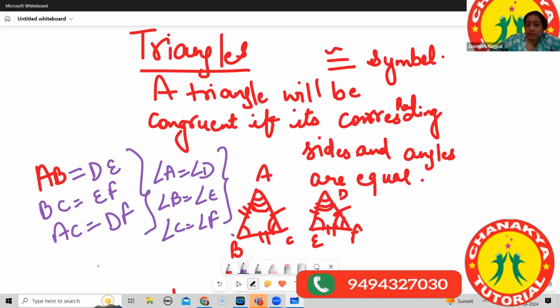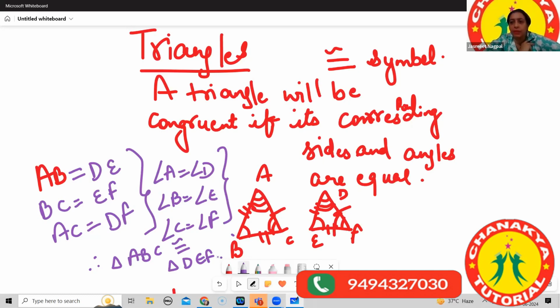So you only have to choose three, only three. So that you can say triangle ABC is congruent to triangle DEF. So always you will compare two triangles. This part is clear to you? Okay, now note it down.